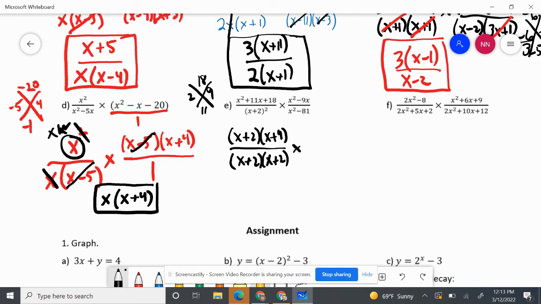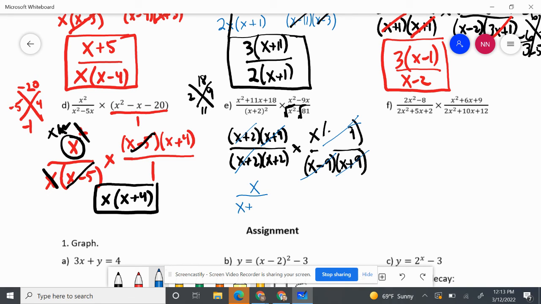For my second term, they have an x in common, and that's an x minus 9. And for the denominator, that's a special factoring pattern, a difference of squares, which would be x minus 9 and x plus 9. Now for the fun part, we get to cancel. And so with the canceling, they have an x plus 2 in common. They have an x plus 9 in common. They have an x minus 9 in common. And so that gives me an x and an x plus 2.